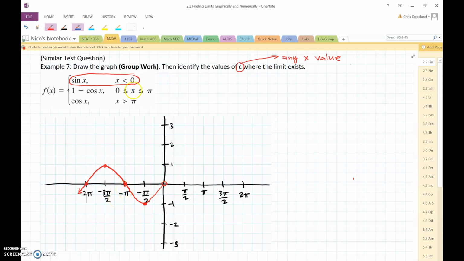Next, let's graph this one because it's easier. Cosine of x when x is greater than pi. So let's see. Cosine of pi, let's start here and then go up this way, back down, so it's going to look something like this.